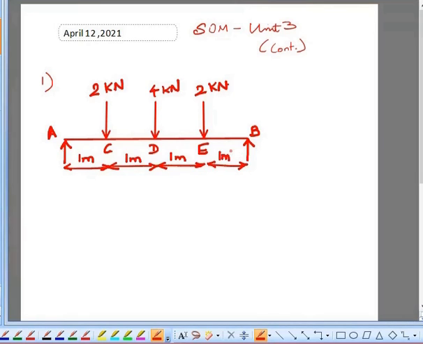So this is the beam diagram. I have to calculate the shear force at different points A, B, C, D, E and the bending moment at the same points. So this is the reaction RA and this is the reaction RB. Now we have to calculate what is the reaction at A and what is the reaction at B.